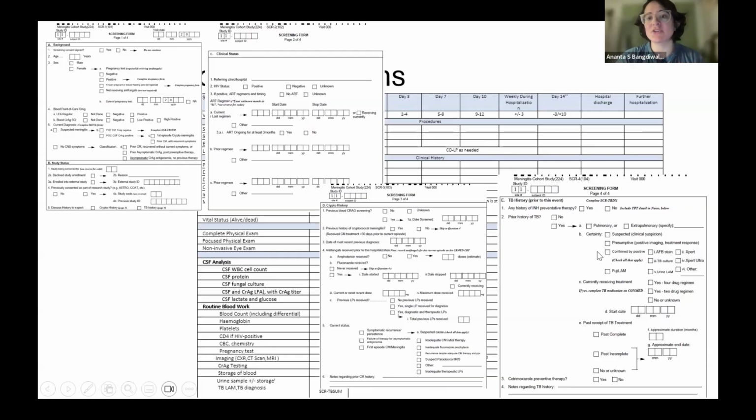Then the last page was their TB history. Did they have prior TB? Was it pulmonary, extrapulmonary? All of those things. And so that informed how we designed it. And clinicians gave their input into what needed to be collected.